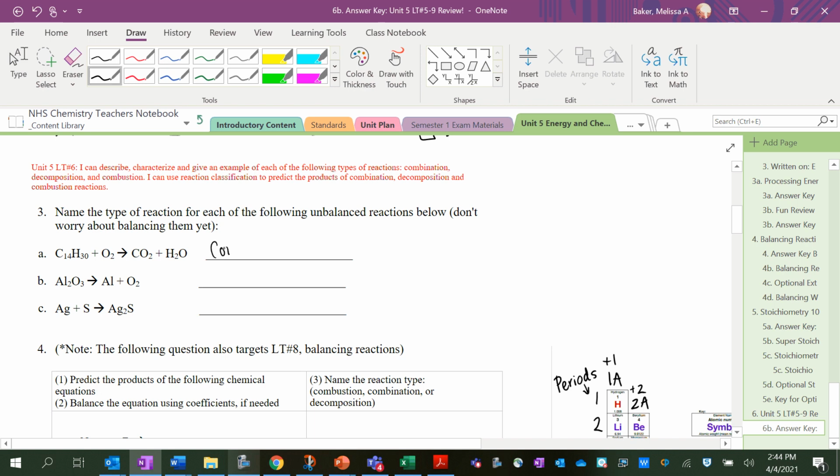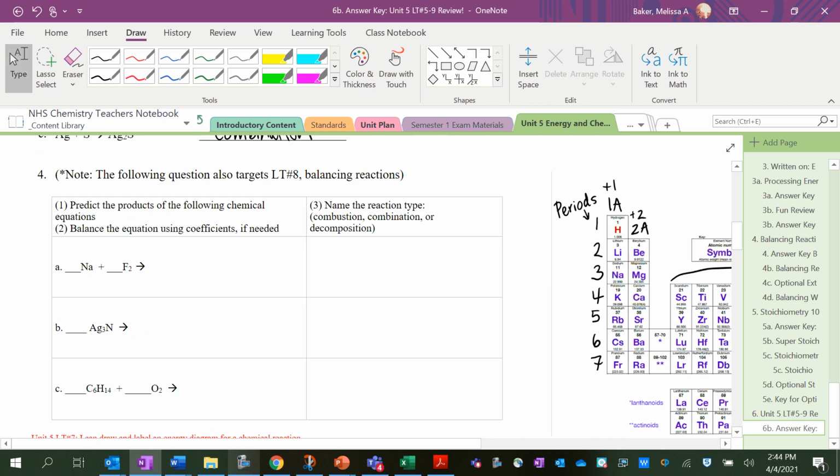So the first one here, we've got combustion. I recognize it because it's got carbons and hydrogens plus oxygen, making carbon dioxide and water. The next one is sort of like the AB breaking apart into A plus B. That I recognize as a decomposition. And the last one is the opposite of decomposition, 2 things combining and forming one product. That is a combination, sometimes called a synthesis reaction.